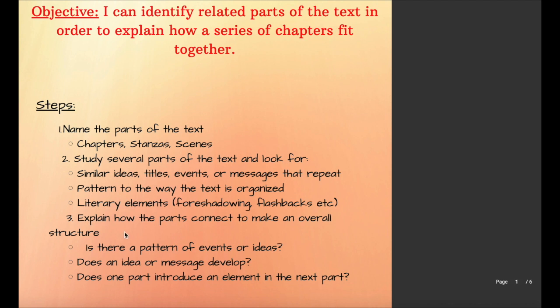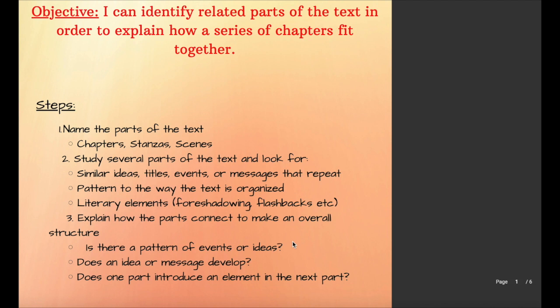Some questions you can ask yourself are similar to what we saw before. Is there a pattern of events or ideas? Does an idea or message develop over time? So is there an overarching theme here that the author wants me to know, and how is it developed?